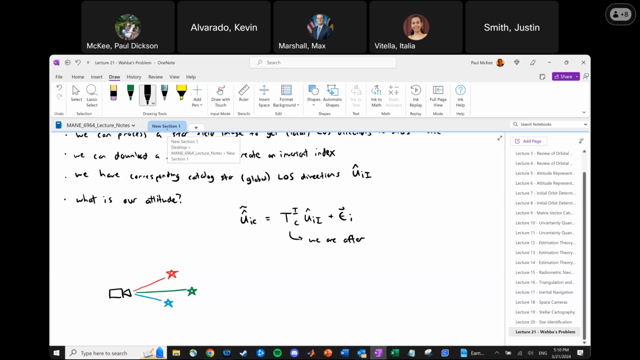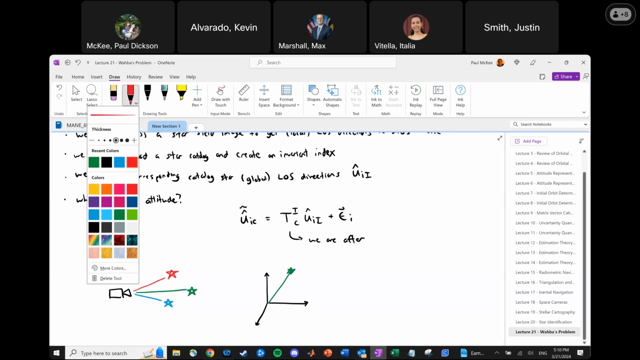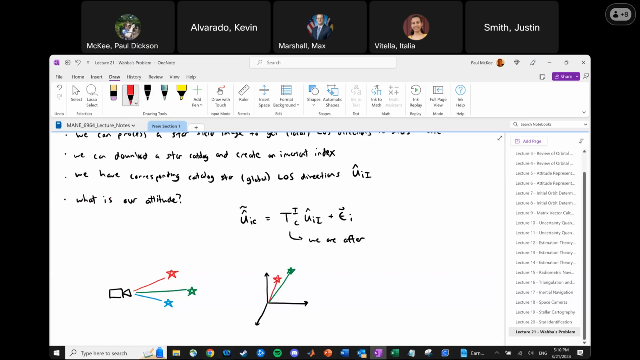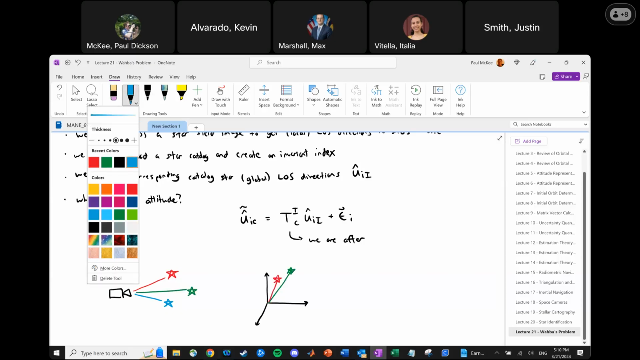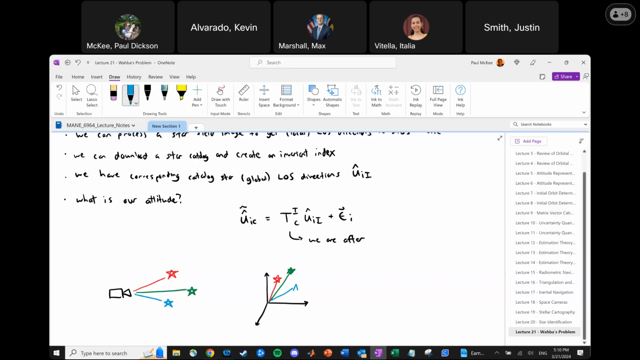But we also know that in some catalog the green star is this way, the red star is over here, and the blue star is over here. So it's abundantly obvious as drawn which way the camera has to be facing, right? So it must be the case that the camera is looking this way. And that's what we're going to try to formalize today.